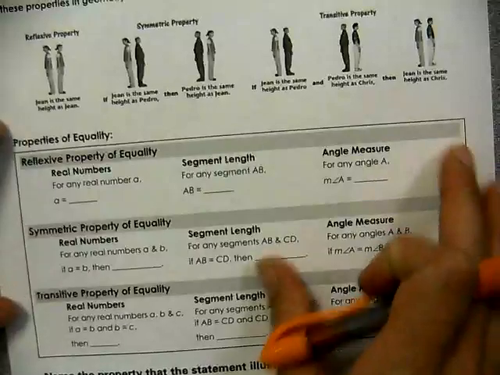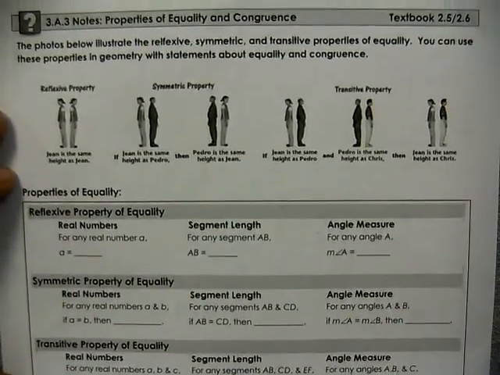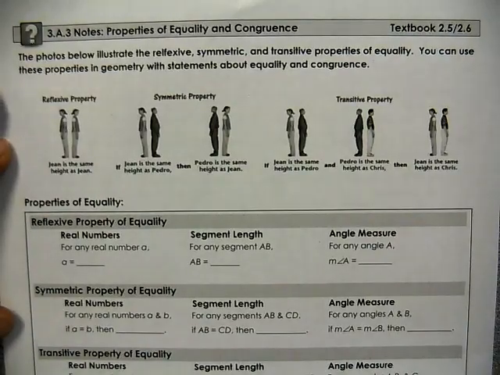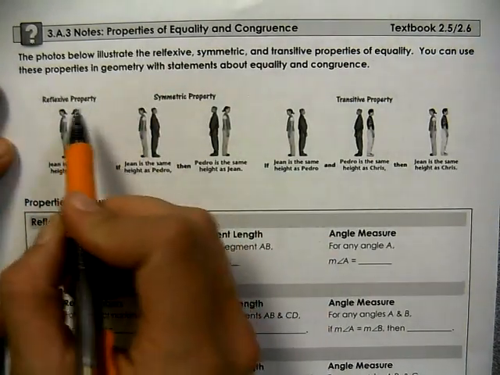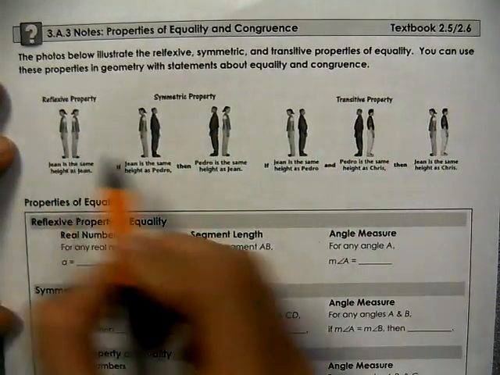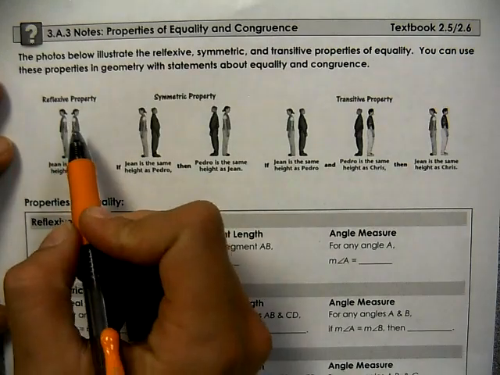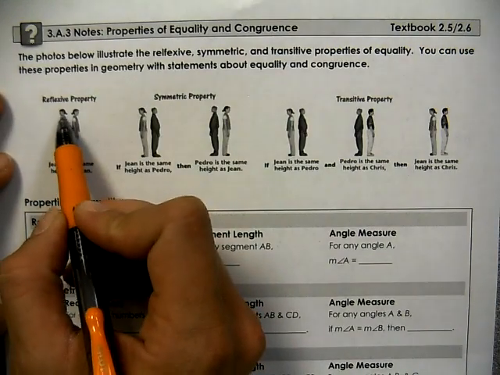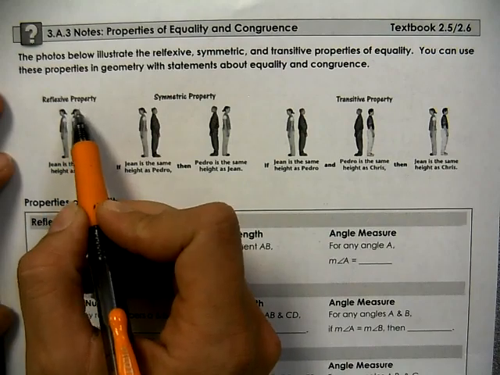When you look at the next page, properties of equality and congruence, we have 3 properties that we're going to discuss. One is the reflexive property, another is symmetric, and another is transitive. And in order to understand this, I found these pictures that I think are helpful. So reflexive, imagine this person is standing here, and then she's standing there again.